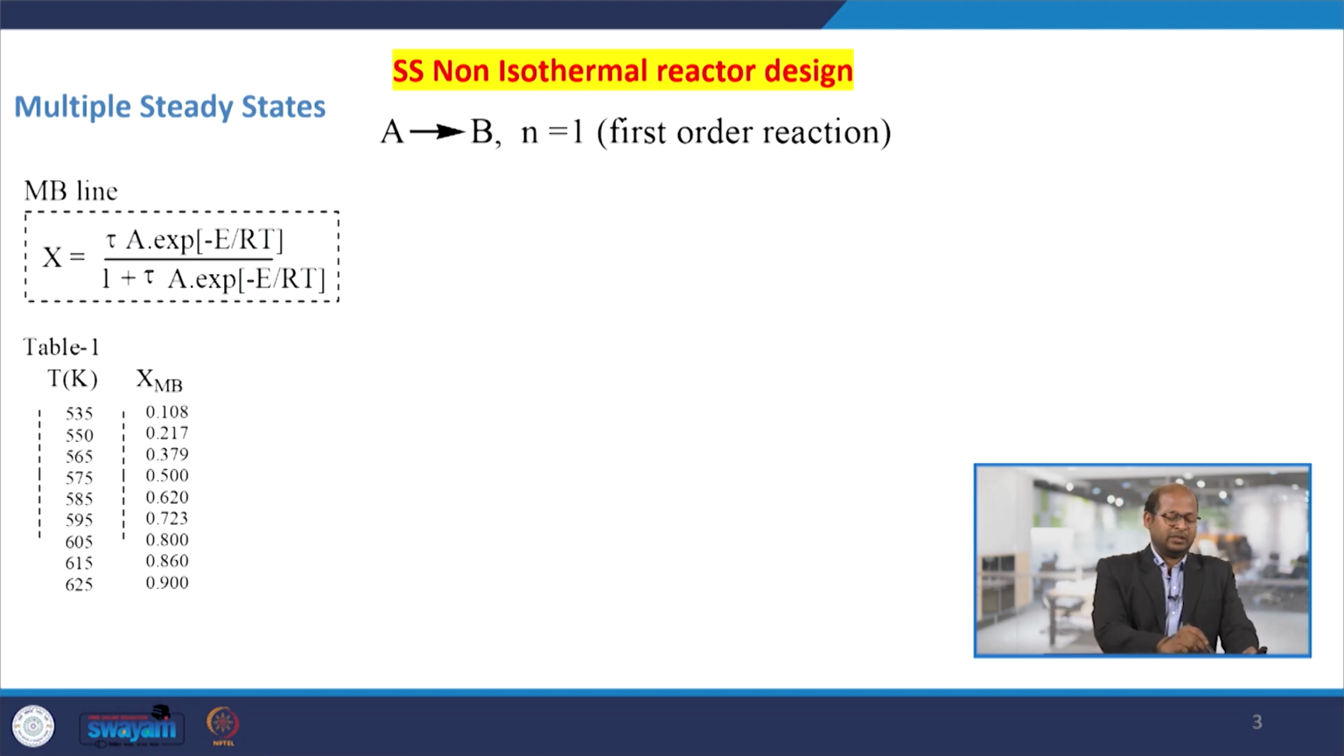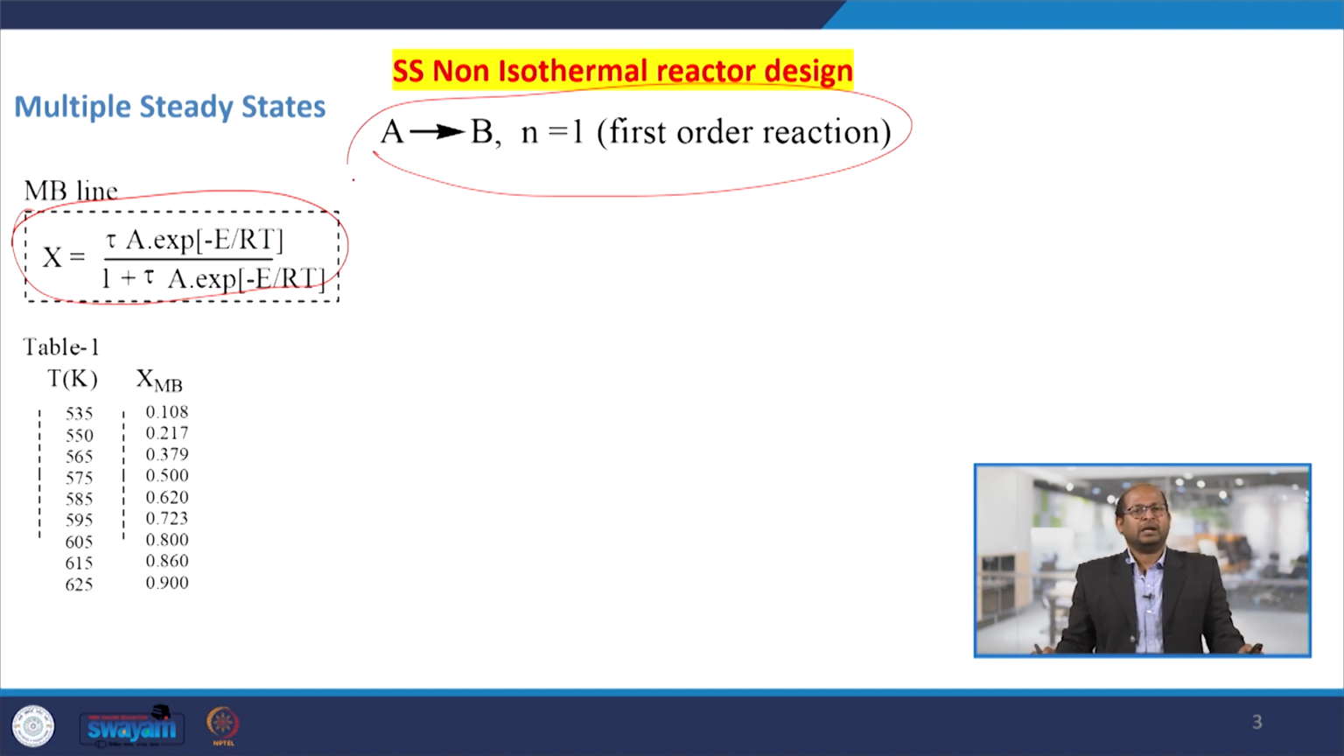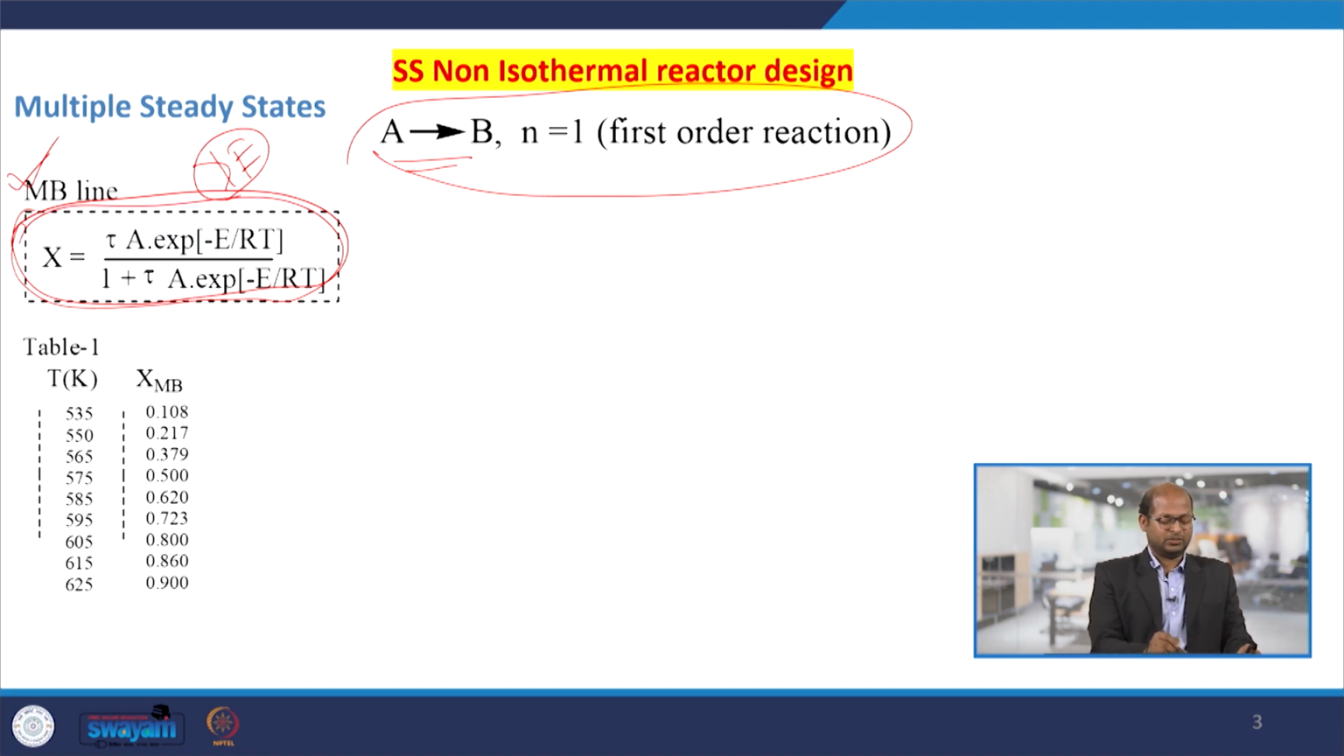These are the material balance lines or equations. Let us say we have considered a first order reaction, A going to product, and this is the material balance that we have discussed for irreversible reactions, starting from the design equations. Since it is a CSTR, this comes from the CSTR design equation, which we also discussed in our last class. So, this is the material balance equation. If the other components, tau, A, activation energy, R, are all known and only temperature varies from 532 to 625, then the corresponding conversion X will vary accordingly.